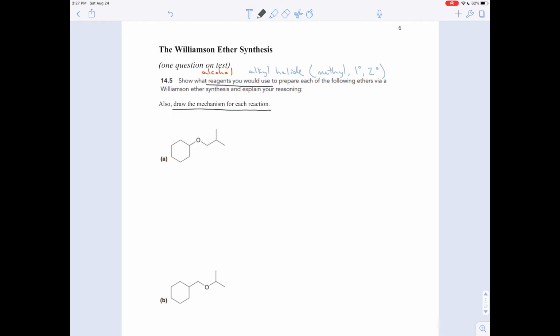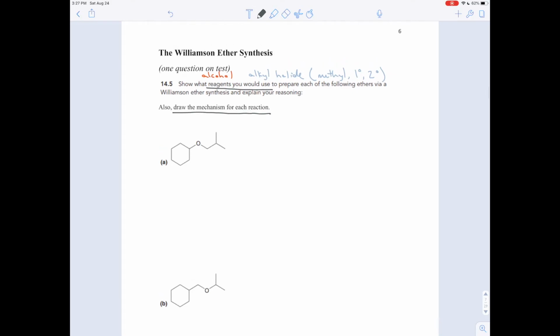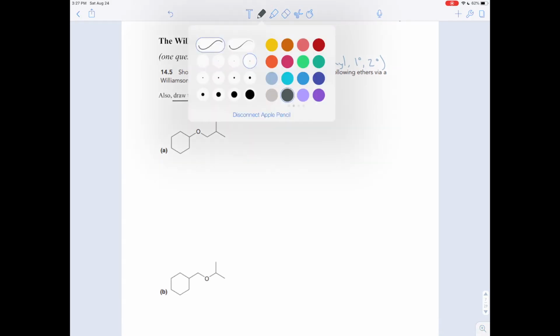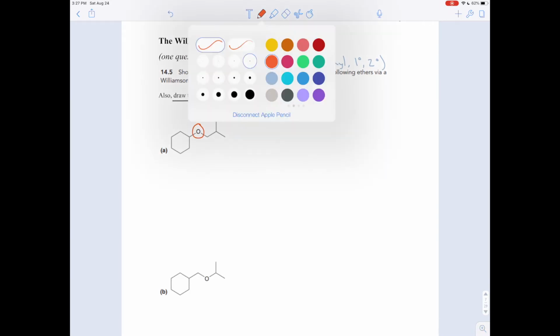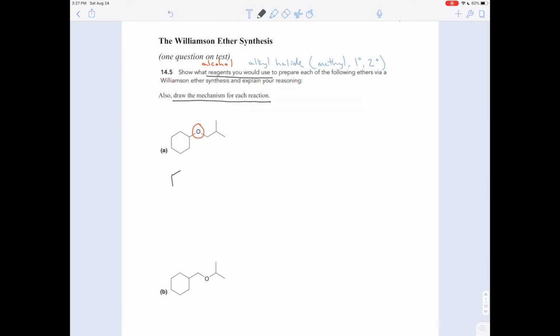Okay, so first, with A. With A, you notice the oxygen here, that's the ether oxygen, and so we have two possibilities. We can either take the left side and make that the alcohol, and have the right side be the alkyl halide, or we could have the left side be the alkyl halide and the right side be the alcohol.